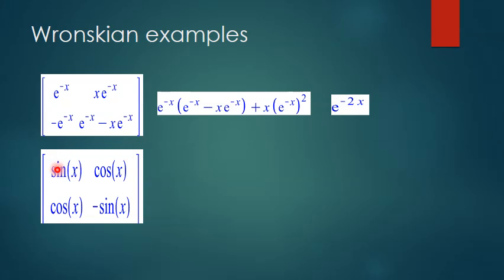Let's try these. This is my f, this is my g, my derivative of f, my derivative of g. We take the determinant of that, and we get this function. I factor out a minus sign. I get sine squared plus cosine squared, which is 1. So the Wronskian is equal to minus 1 and is not 0. So this set of functions, sine and cosine, are linearly independent, and e to the minus x and x e to the minus x are linearly independent.